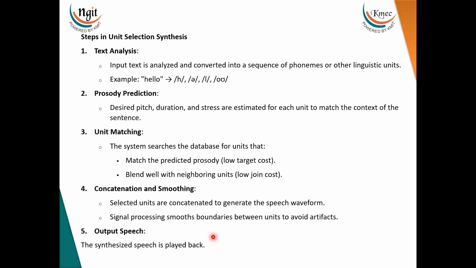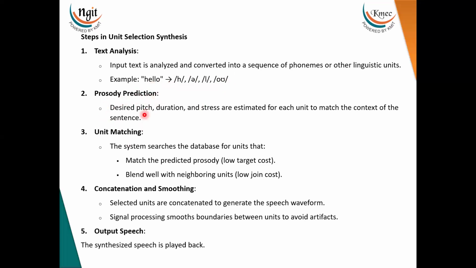So then we just jump into the steps now. First is text analysis. The input text is analyzed and converted into a sequence of phonemes or other linguistic units. An example is hello. These are the sequence of the phonemes: H E L L O. Hello. So that is the phonetic conversion.